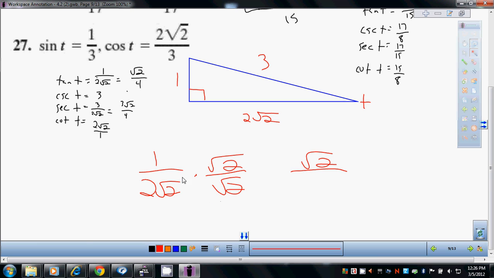It's 2, and then 2 times 2 is 4. So that's where that came from. Cosecant's just a flip of sine, so 1/3 flipped is 3. Secant was the flip of this, which rationalized extremely similar to tangent and got 3 radical 2 over 4. And then cotangent, you could just flip regular tangent, which was 2 radical 2 over 1 originally.